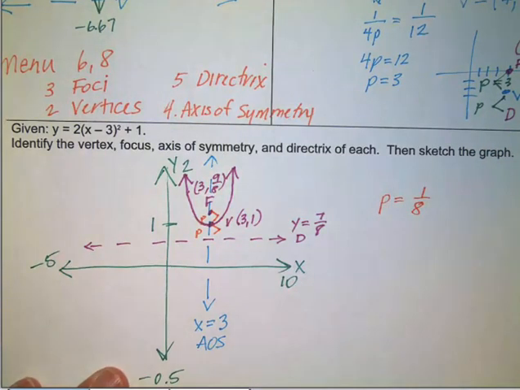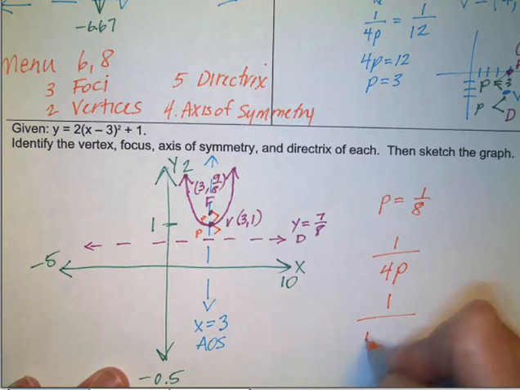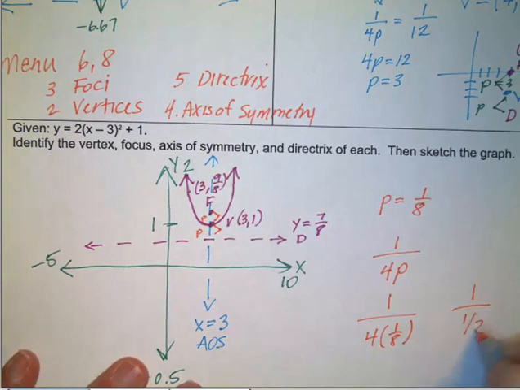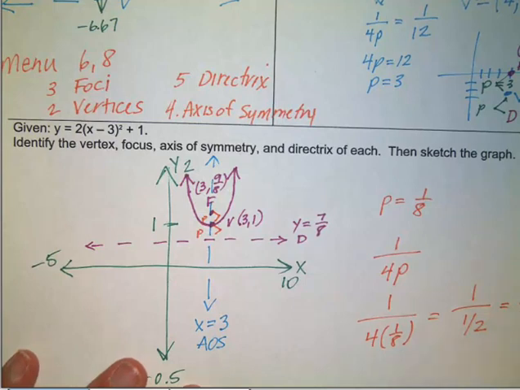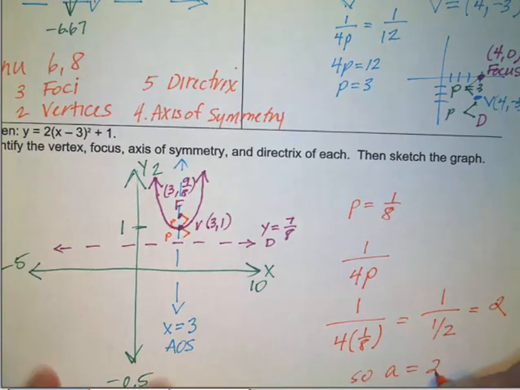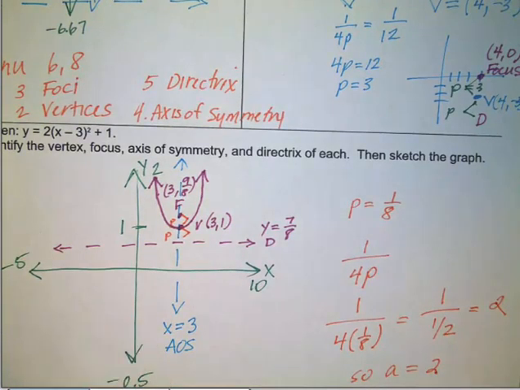So if you think about that equation, 1 over 4p, that means I'd be 1 over 4 times 1/8. Well, 4 times 1/8 is 1/2. So 1 over 1/2 is 2. So that means my a value is 2. And it's a happy parabola. It's positive. This was all extra. I just want to make sure that you're okay with that. So if your p-value is a fraction, your a value is a whole number. If your p-value is a whole number, your a value is a fraction.